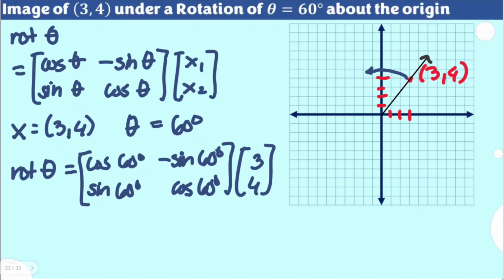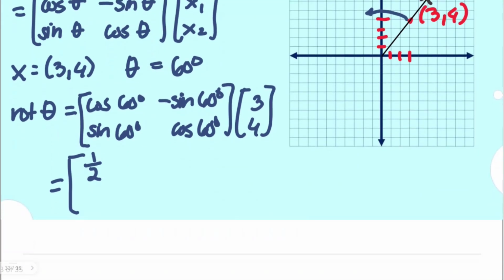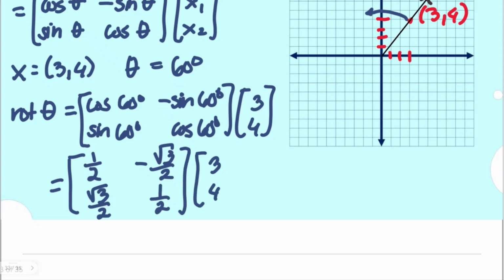Let's start by simplifying first the matrix with trigonometric ratios. Cosine 60 is, we know, 1/2. Sine of 60 is square root of 3 over 2. Here, negative of square root of 3 over 2, and you have here 1/2 to be multiplied with 3 and 4. And the product here is very defined. That's a 2 by 2 matrix times a 2 by 1, so we are expecting a 2 by 1 matrix. It could be in this form or a point just like this one.